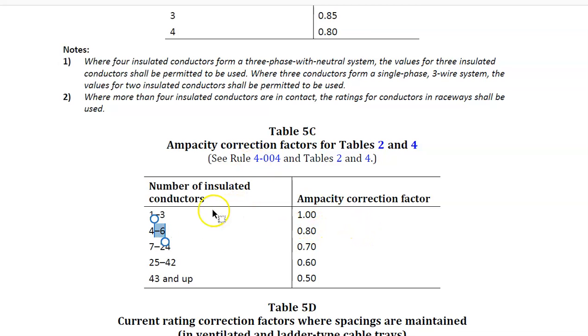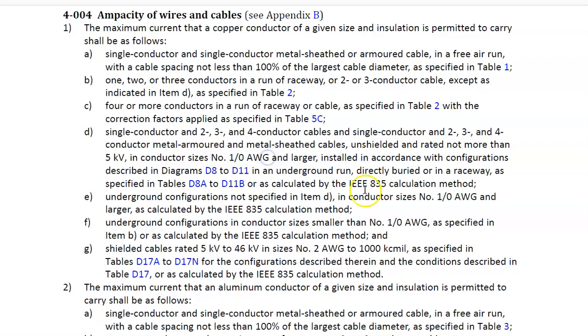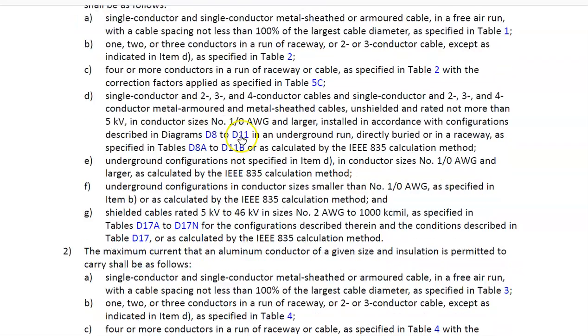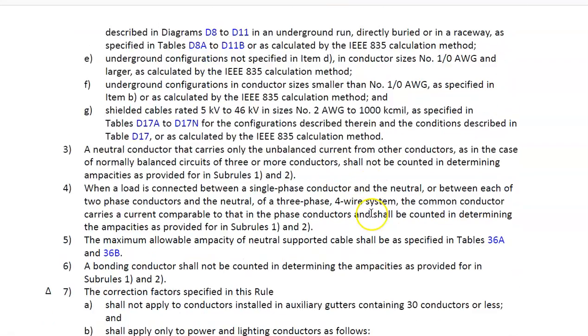There is something we need to know about this number of insulated conductors, and that is under 4004, which it references us to, we talk about the derating that we would have for a neutral. Take a look at subrule 3. This is 4004 subrule 3. It says a neutral conductor that carries only the unbalanced current from other conductors shall not be counted in determining ampacities as provided for in subrules 1 and 2. Highlight neutral conductor and highlight shall not be counted in determining ampacities.